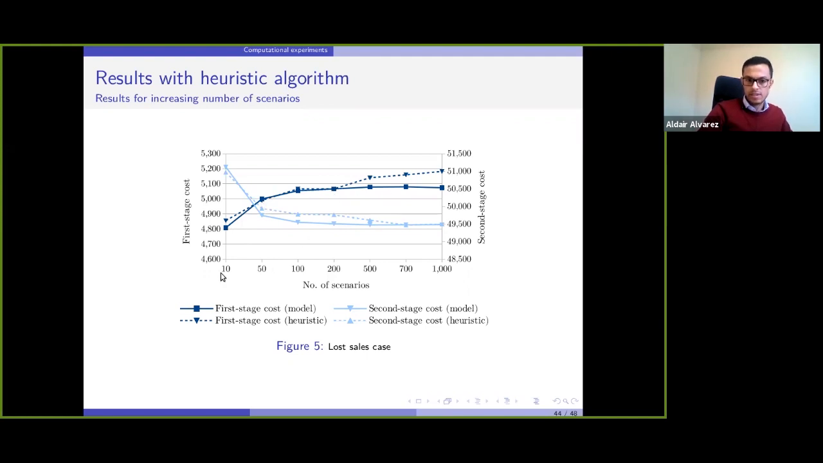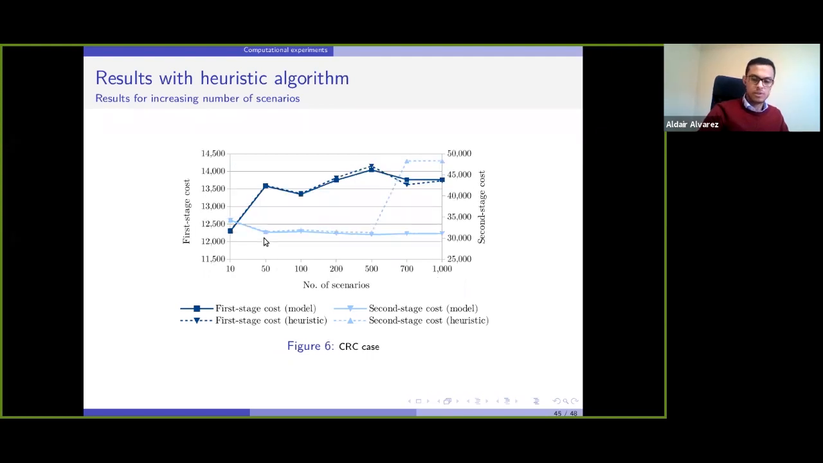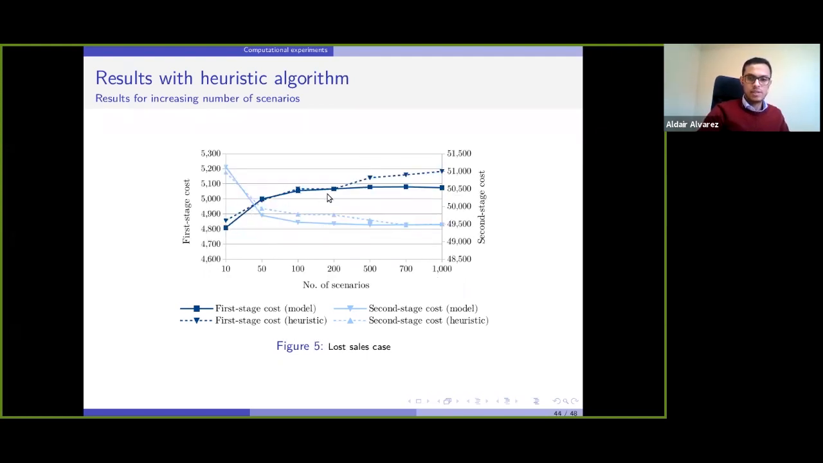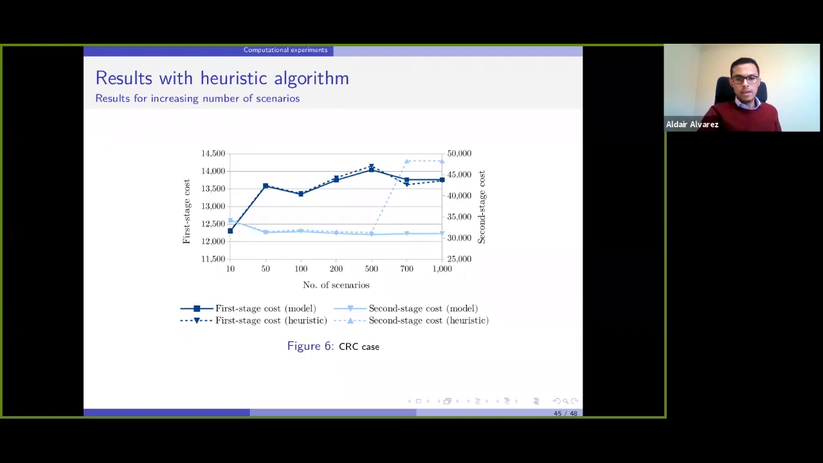So again, as we increase the number of scenarios, it's like increasing the uncertainty level. So we're considering more uncertainties. So we see that the first stage cost tends to go up, and the solutions of the heuristic follow the same trend. Of course, for certain cases, we'll have solutions that are more expensive, but they follow that trend. And also in the second stage cost. So that shows that the solutions of the heuristic also adapt to that policy. That was for the lost sales case, but for the capacity reservation cost case, we observe a similar behavior.